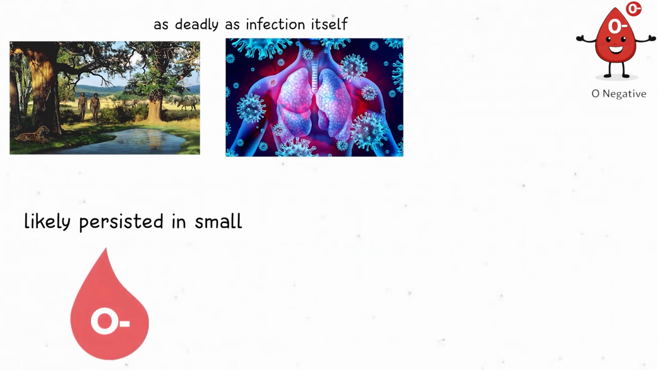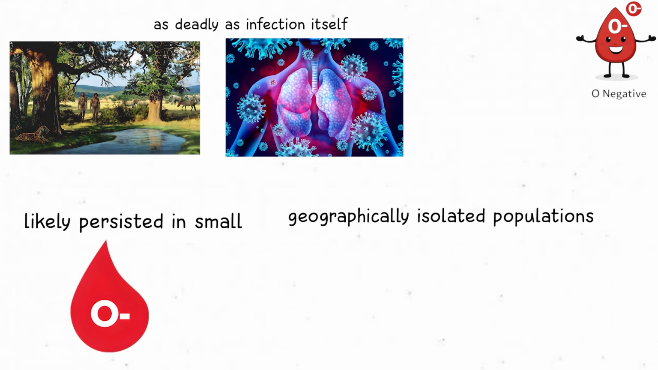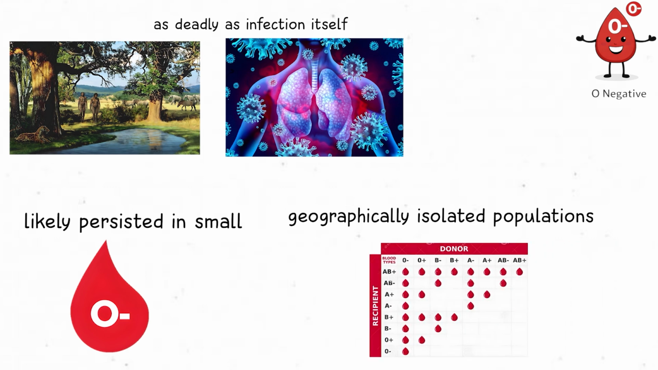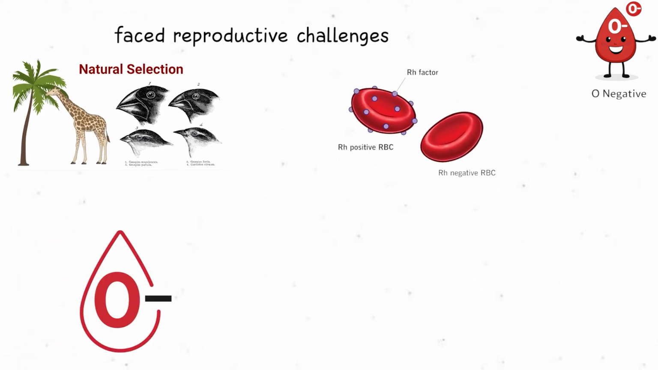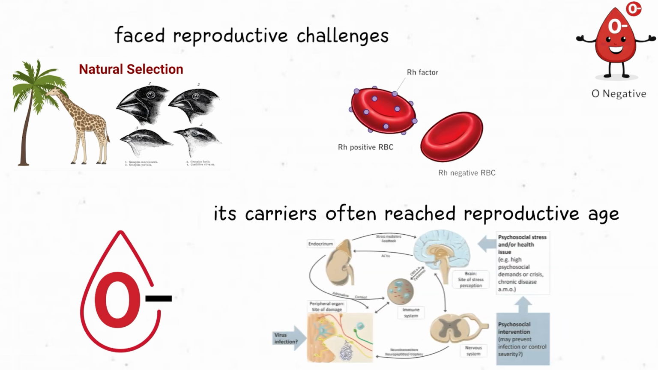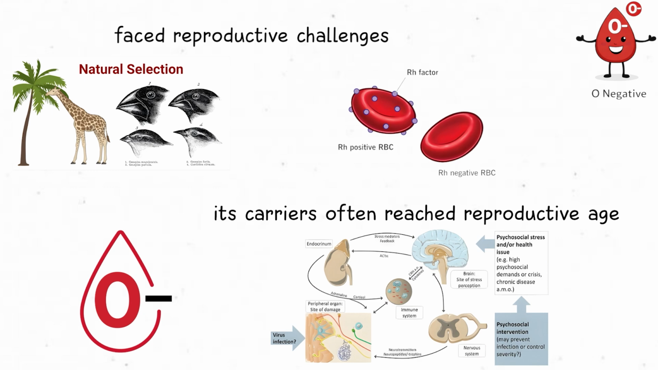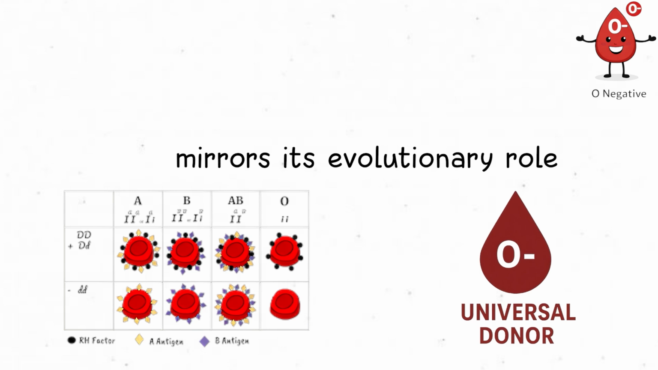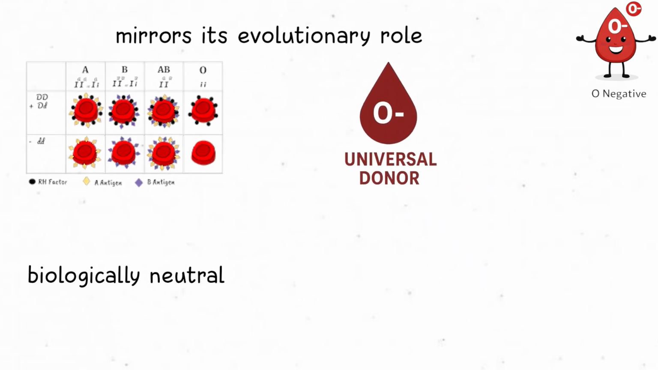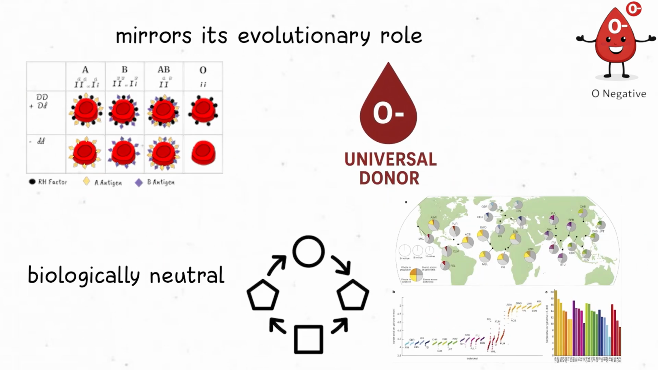O-negative blood likely persisted in small geographically isolated populations where mating occurred within compatible groups, minimizing Rh incompatibility risks. While Rh-negative mothers carrying Rh-positive offspring faced reproductive challenges, natural selection allowed O-negative blood to survive because its carriers often reached reproductive age with higher resilience to infection and systemic immune stress. Its modern designation as the universal donor mirrors its evolutionary role: biologically neutral, adaptable, and compatible across populations.